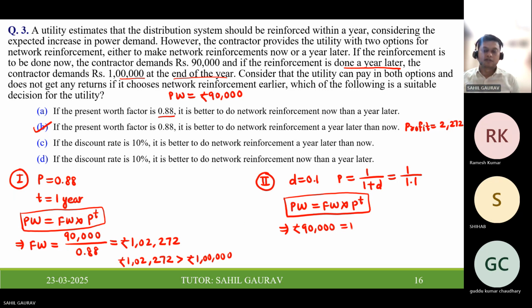Equal to future worth, and present worth factor is 1 upon 1.1. So from this, the future worth is coming as 99,000. Now see, this 99,000 is less than 1 lakh.